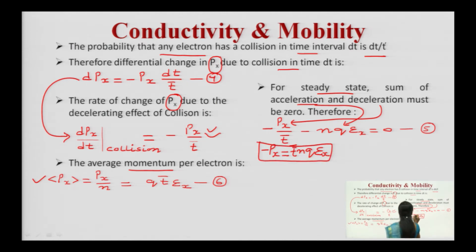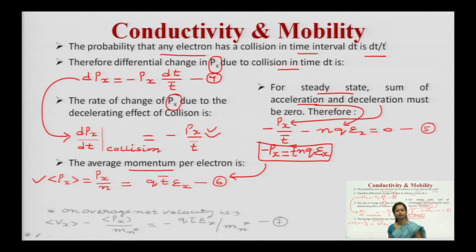So, from here this is τ bar, Px upon n is nothing but q τ bar Ex. So, from this particular equation you have calculated the average momentum per electron. I hope this point is also clear to you.